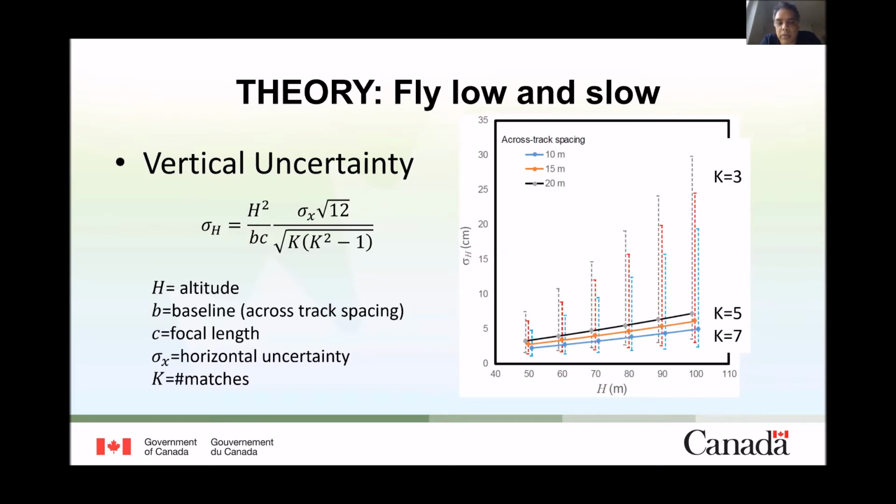And the bottom line is if you fly low, so you're at 50 meters, and slow, so you have many acquisitions, so 7 or 8 overlaps, you should expect an uncertainty of about 2.5 centimeters. So this is the theory, it's a hypothesis, and we set about to make experiments to try and test this. Bon.